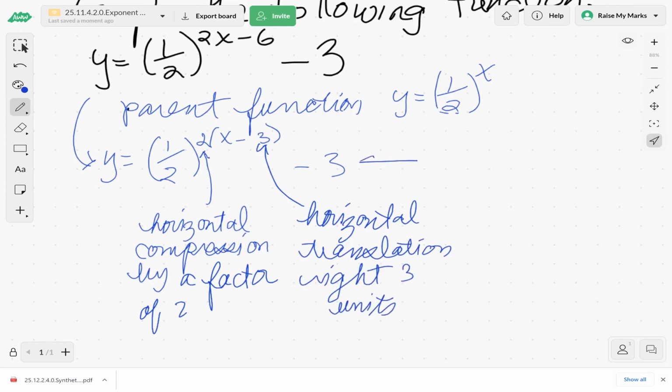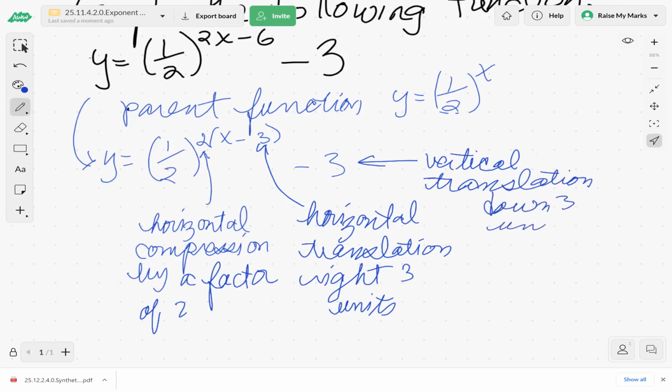And this 3 right here is a vertical translation down 3 units. Let's write that so it's a bit more legible. Okay, so those are our transformations.